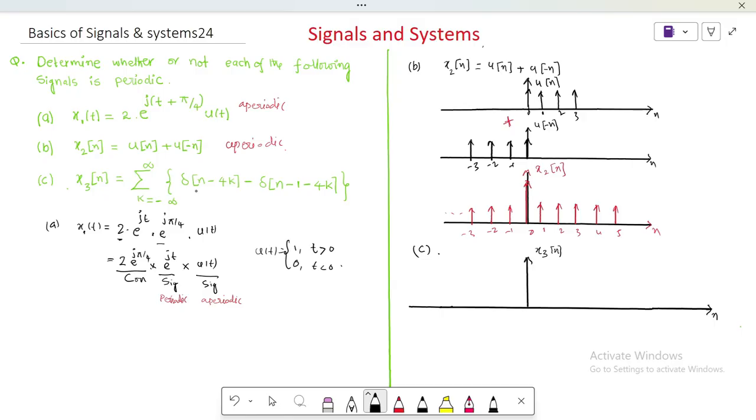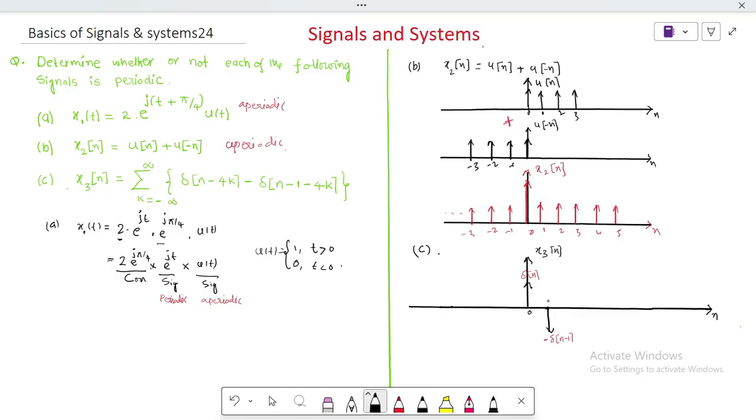After substituting k equal to 0, we get del of n minus del of n minus 1. So this is the signal del of n, and this is minus del of n minus 1. Because of the minus, I have drawn it to the downside. Then next substitute k equal to 1: del of n minus 4 minus del of n minus 1 minus 4, so the resultant is del of n minus 5.